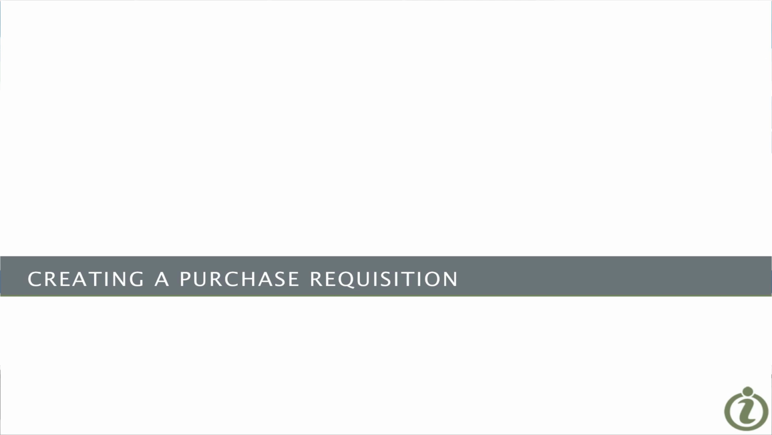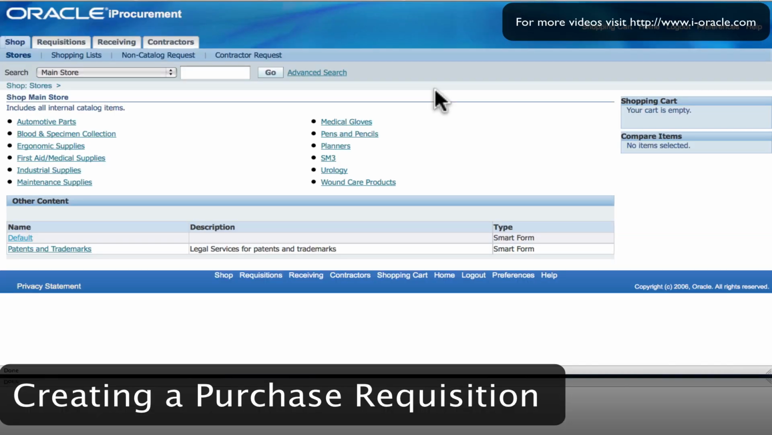In this example, we're going to create a requisition for an item. I'm going to procure an item which is a DVD, and to do that I'm just going to search from the main store after logging into Oracle iProcurement based upon the username and responsibility that the system administrator has assigned to you. So first of all, I'm going to search for DVD.